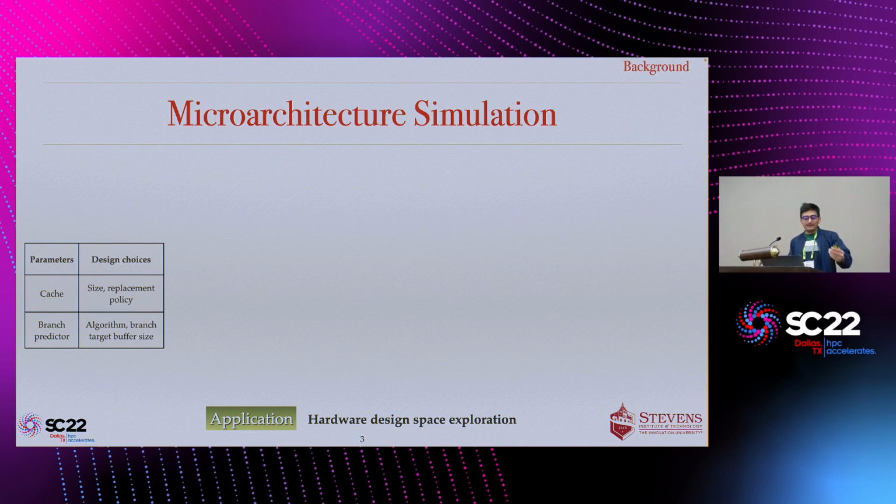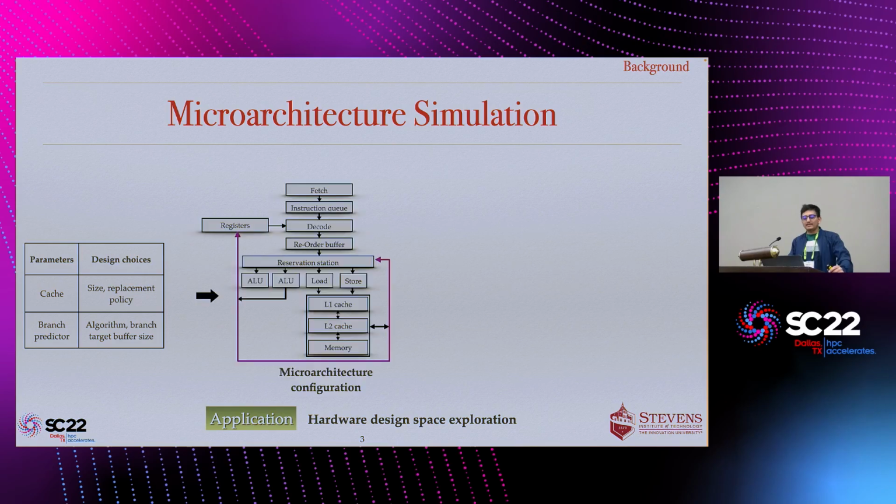For that, we have 2 parameters, for example, cache and branch predictor, and each parameter has a huge design space. For example, here, cache has size and replacement policy. Based on these parameters, we come up with a microarchitecture configuration, and our goal would be to evaluate this microarchitecture configuration with various benchmarks.